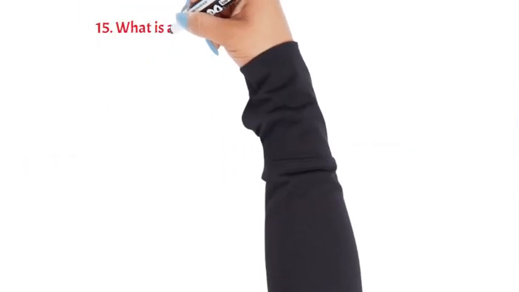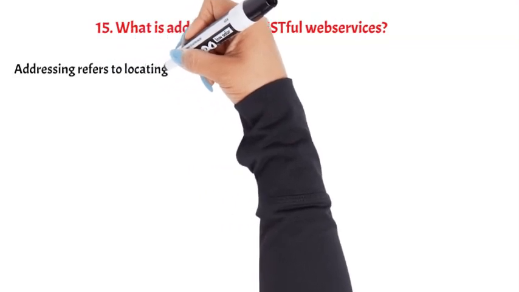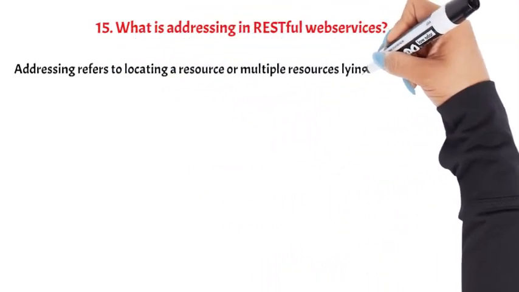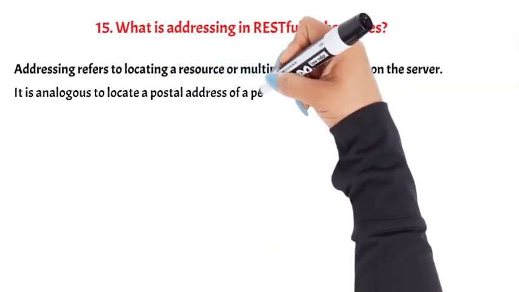15. What is addressing in RESTful web services? Addressing refers to locating a resource or multiple resources lying on the server. It is analogous to locating a postal address of a person.